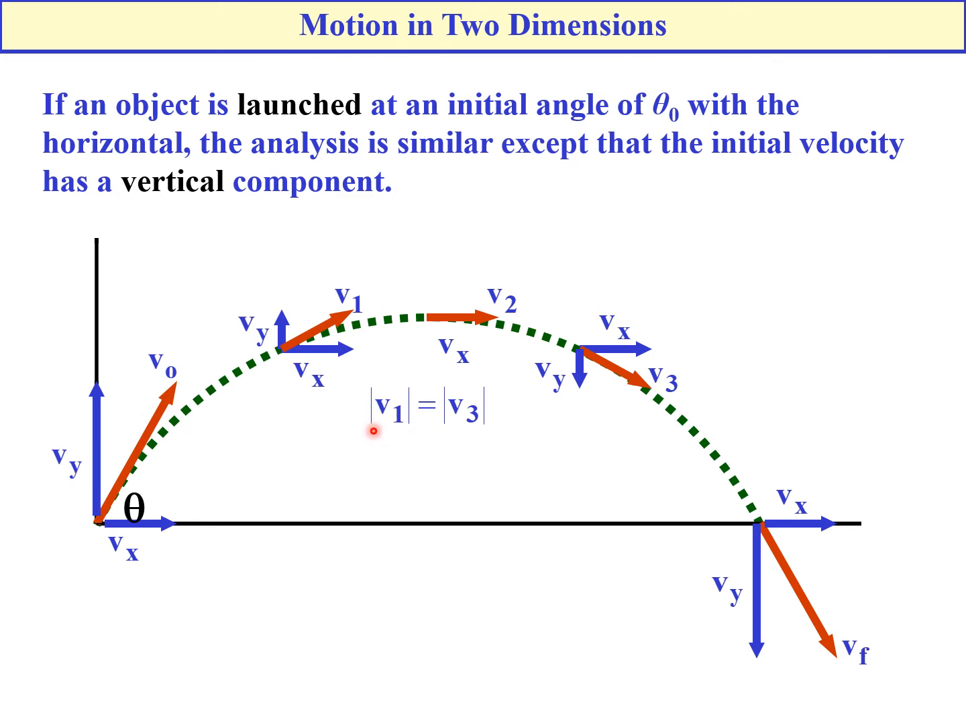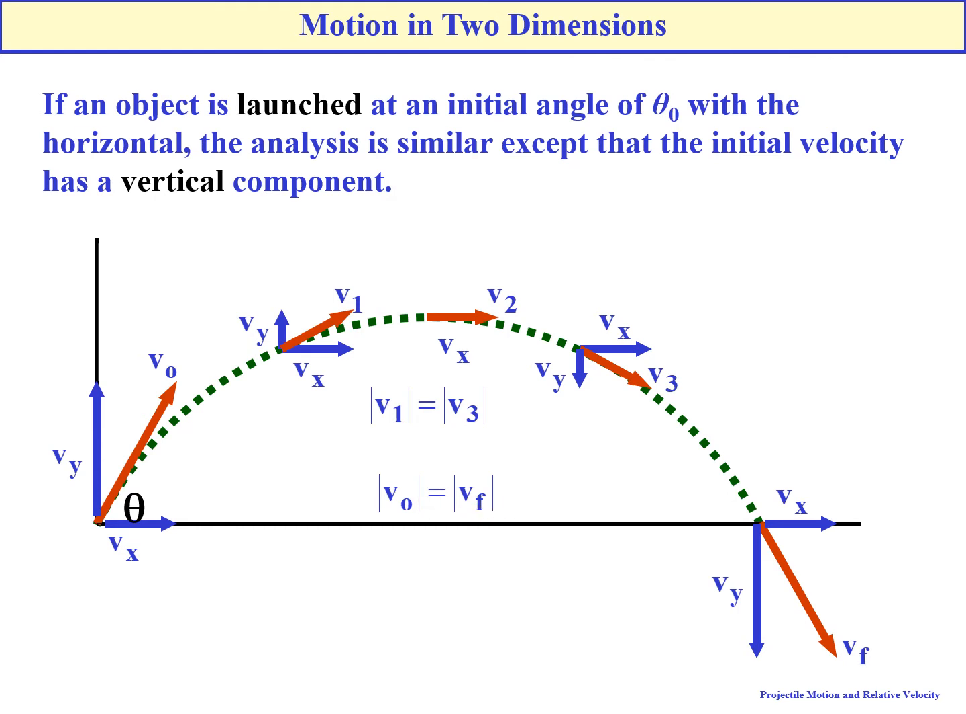Now you notice that at position 1 right here, so velocity 1, which is this velocity right here, and velocity 3, those are going to have the same magnitude. They don't have the same direction. So the absolute value here means you drop the direction and you're just left with the amount. So the amount of velocity at both positions are the same. So as long as you're at the same elevation, you'll always have the same magnitude of velocity.